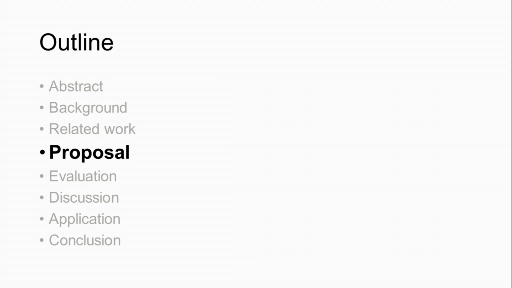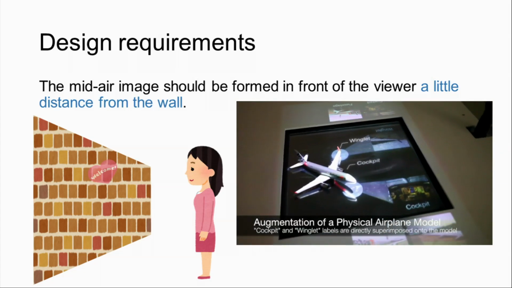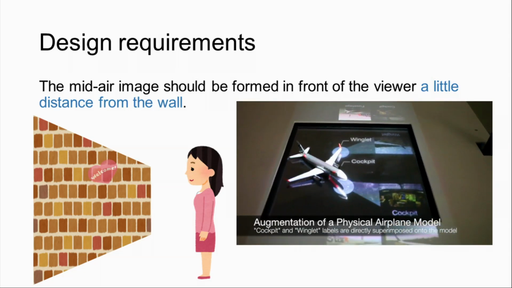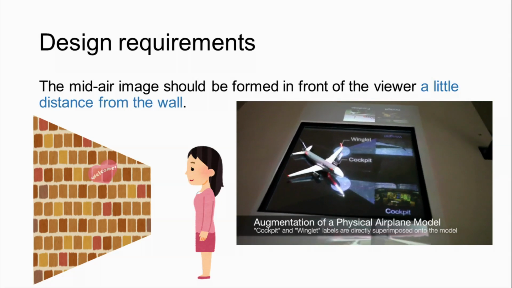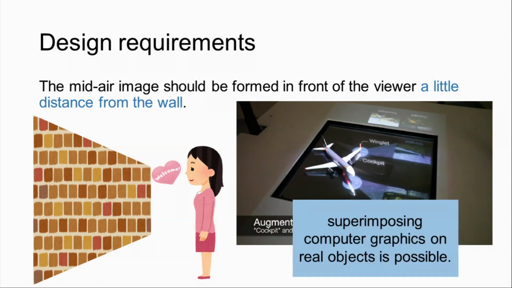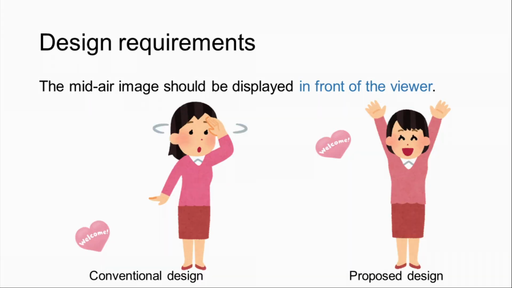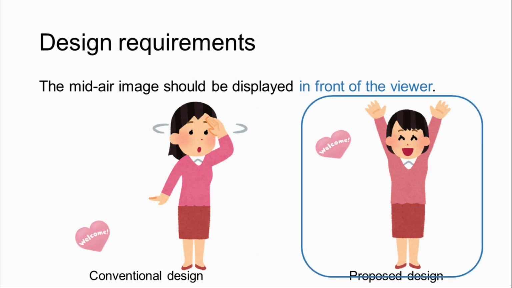Next is about the proposal. There are 3 design requirements. First is the mid-air image should be formed in front of the viewers, a little distance from the wall. By doing this, superimposing computer graphics on real objects is possible. Second is the mid-air image should be displayed in front of viewers. If a system requires the viewer to look downward to see the mid-air image, the viewer may pass through the mid-air image without noticing it.